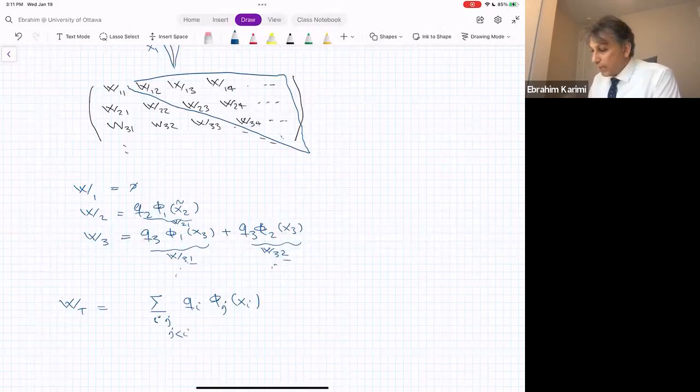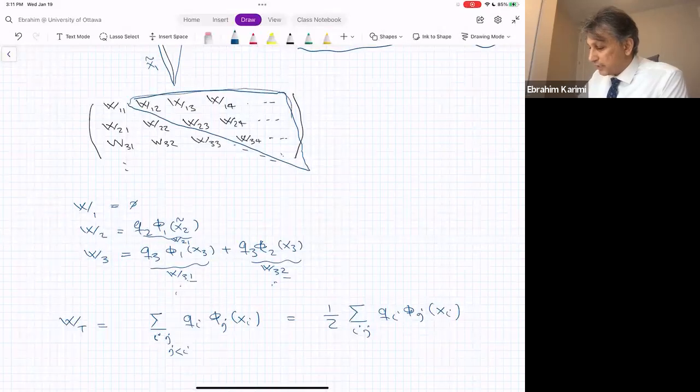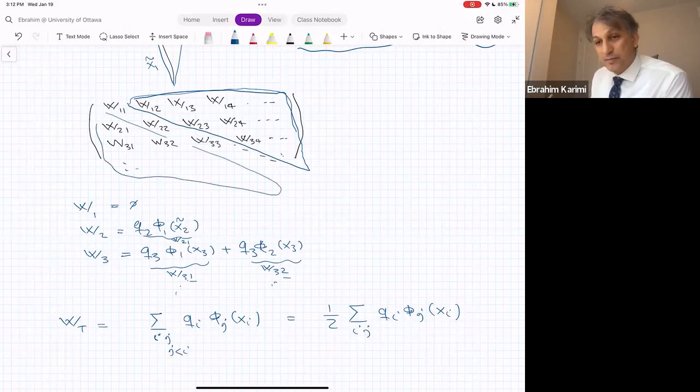If I remove this condition, then I will have 1/2 of the sum over i and j of q_i phi_j of x_i. It looks like that, so I'm looking at the matrix. Essentially, I look at the upper diagonal term, so I consider all elements when j is greater than i. Now I will also consider the lower part, but I know that the matrices are symmetric.